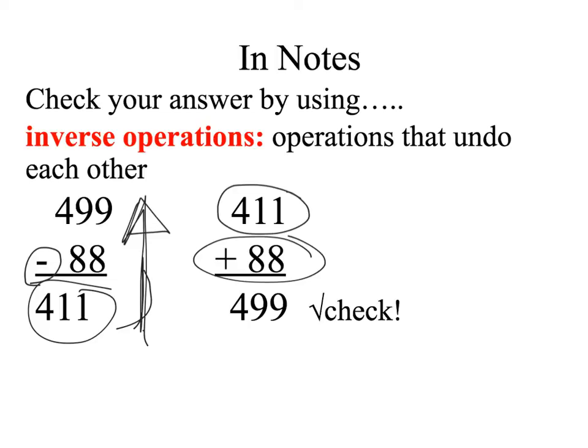By checking your answer, there's no way that you should get the wrong answer to a problem, because when you check with inverse operations, if your numbers do match, then you know that you got the right answer. If they don't match, then something happened either in your addition problem or your subtraction problem. So you need to go back and check your work.